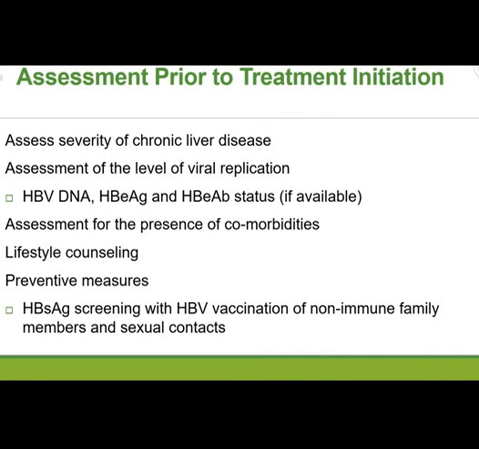Assess the severity of the chronic liver disease, and assess the level of viral replication, that is hepatitis B virus DNA, the viral load, hepatitis B e antigen, and hepatitis B e antibodies. Assess the presence of comorbidities and give lifestyle counseling. You should consider NASH. You should ask if they are taking alcohol, and advise them not to take it. Hepatitis B surface antigen screening, with hepatitis B vaccination for non-immune family members and sexual partners.